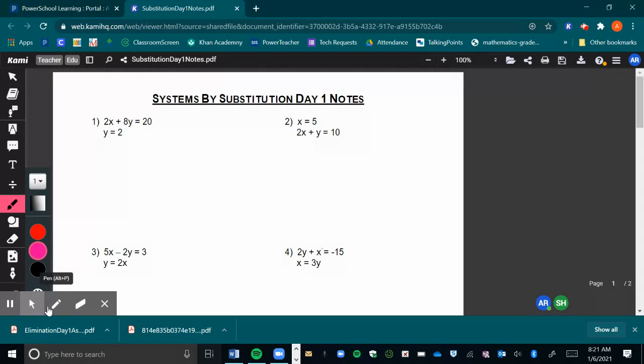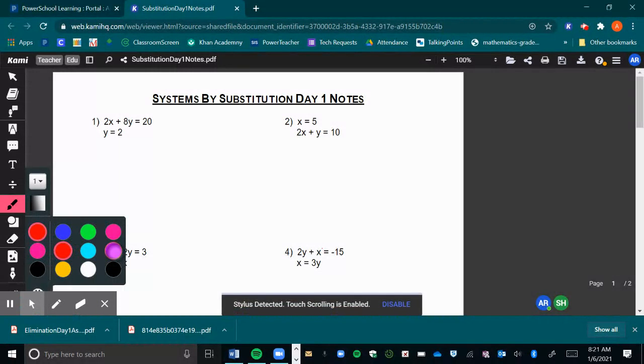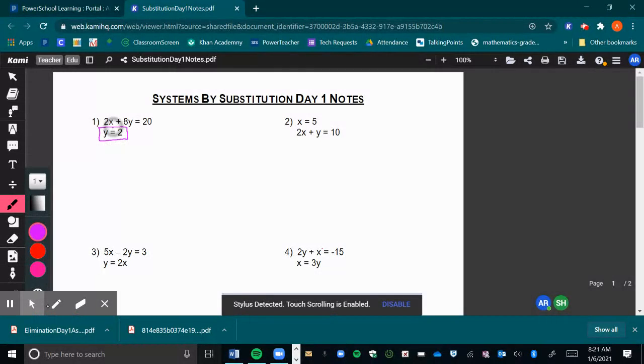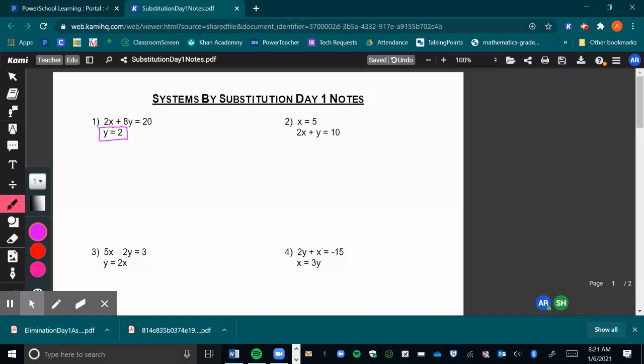Right. So number 1, I have 2x plus 8y equals 20. And I also have y equals 2. For substitution, we need one equation solved for one of the variables. And in this case, we have that, right? Because we have this y equals 2 here. Since one of my variables is by itself, that's the one I'm going to substitute into the other equation. Since I know y is 2, I'm going to plug in 2 for y into this first equation.